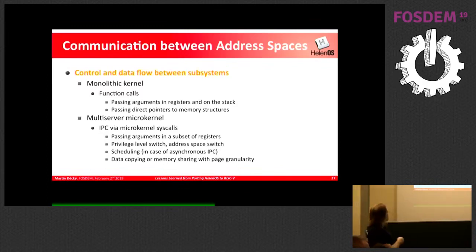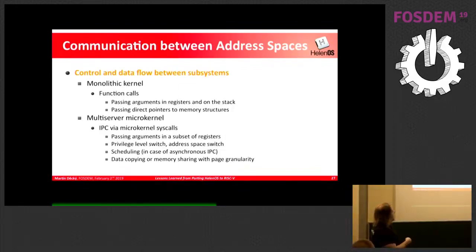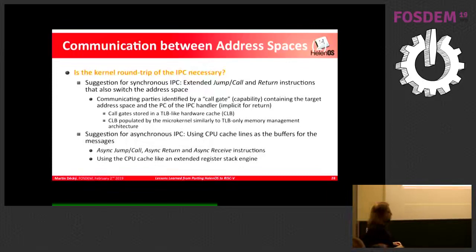There is the privilege level switch, the address space switch between those two components. If the IPC is asynchronous, there is some scheduling involved. And if bulk data needs to be transferred, the data needs to be copied between the address spaces, or there needs to be some memory sharing established. So where could the CPU actually help?